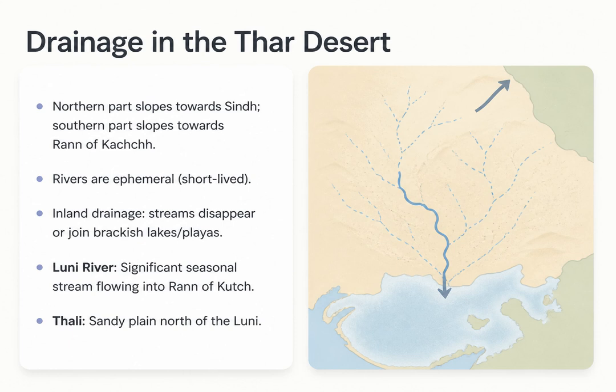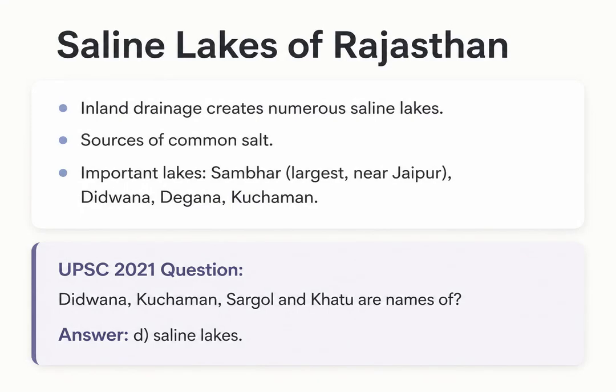The sandy region just north of the Luni is known as the Thali. North of the Luni River, the inland drainage system feeds into numerous saline lakes. Because the water evaporates and leaves minerals behind, these lakes are major sources of common salt. The largest is Sambhar Lake near Jaipur, along with others like Didwana, Degana, and Kuchaman.